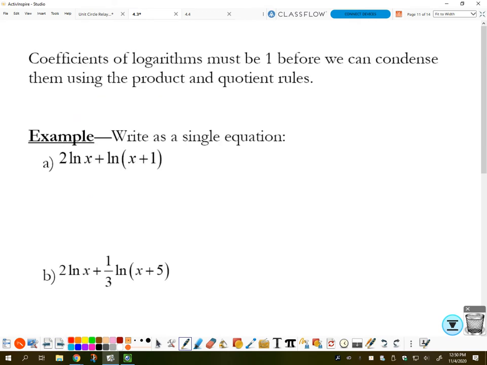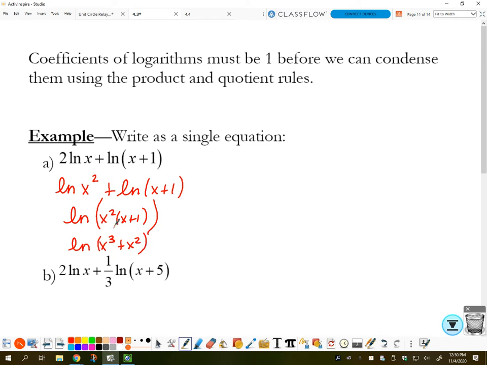So a couple more. These are not different. These just have coefficients. So before you can do anything else, your coefficients have to swing around. So we've got to write it as ln of x squared plus ln of x plus 1. Now we can condense the addition and say it's ln of x squared times x plus 1. So all of that is the argument. So it would be ln of x to the third plus x squared if you just distribute here.